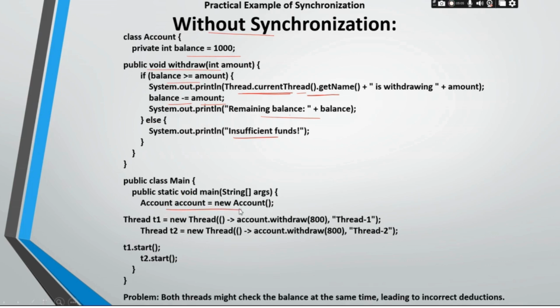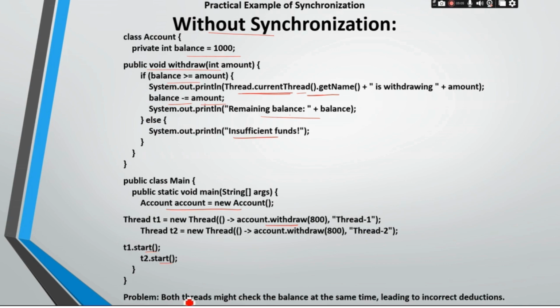Here we can see we have created one object for our account, and now we have taken two threads, T1 and T2. So new thread. Okay, so what it is doing? We are executing the withdraw method on the account, correct? You can see over here, right? With the name thread 1. Here also we have given the name thread 2. Okay. So now here you can see we have started T1 and T2.